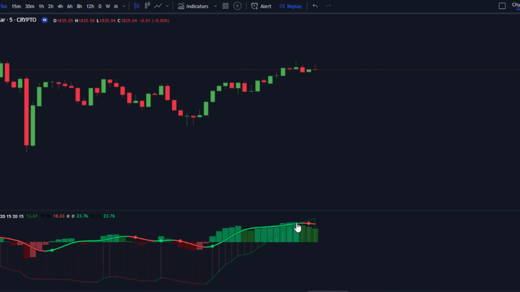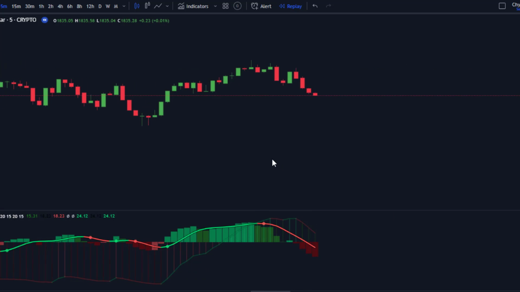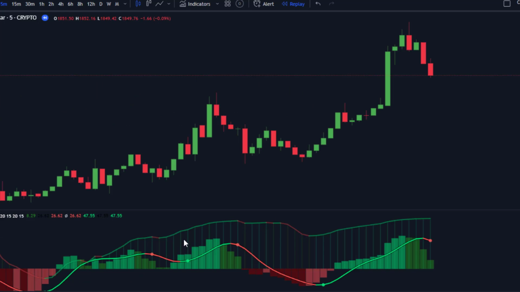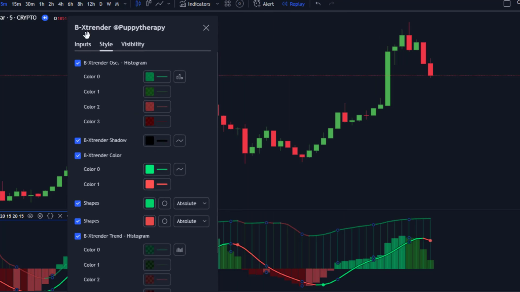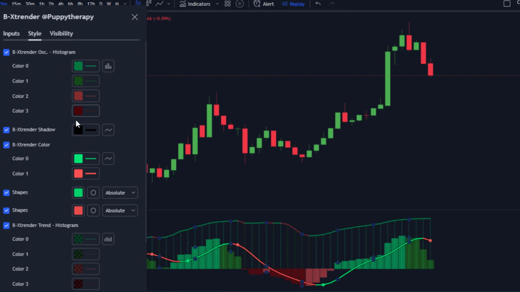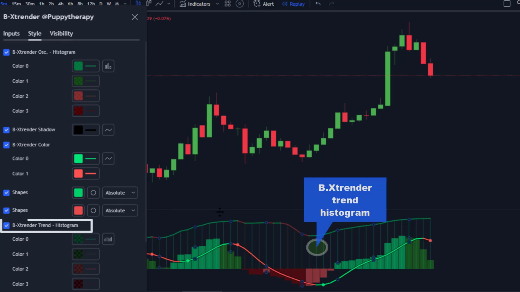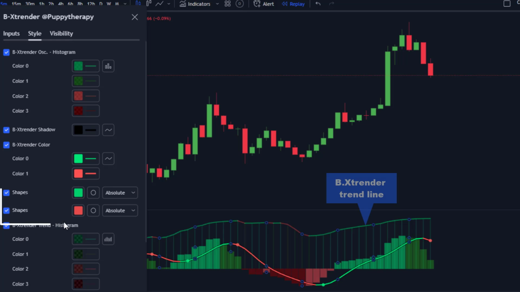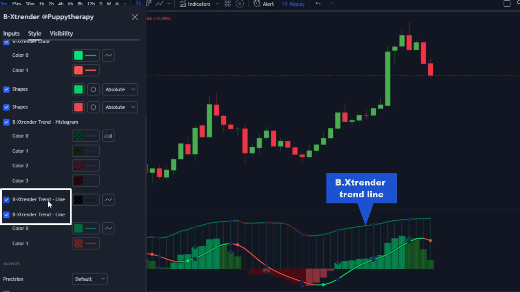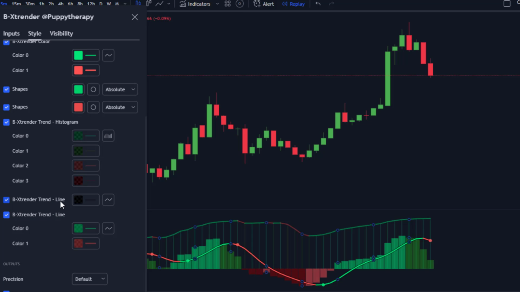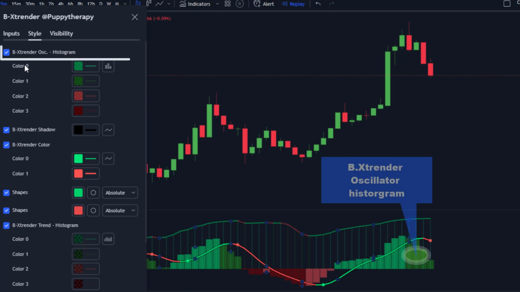Before we go further to see example on this indicator, let's explore and explain the features of the indicator. And to do that, let's go to the indicator setting. And on style setting, you can see all the features of the indicator. The part of the indicator that has the fading green color is called the BX Trender trend histogram. And the line above the BX Trender trend is called the BX Trender line. I know you might be wondering what this part of the indicator is called. It is called the BX Trender oscillator histogram.